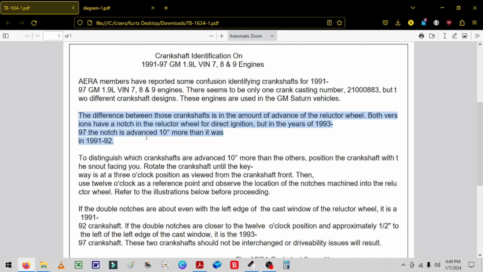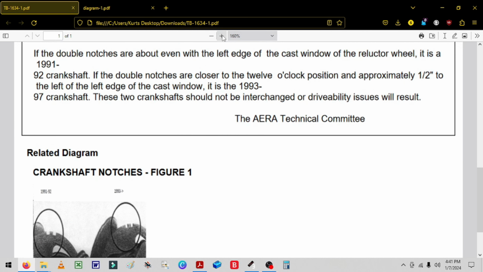Okay. So I'll scroll down here and kind of show you. Let me try to, I think I can zoom in.